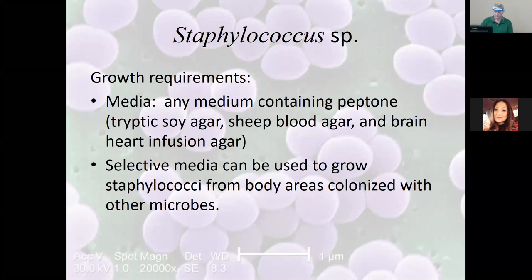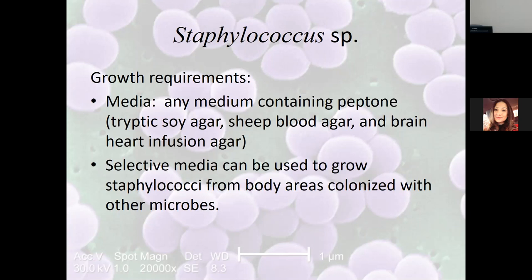All right, so what you're going to find downstairs is media. Growth media: we have those containing peptone, and that's TSA, tryptic soy agar, which you're going to see today, TSA with sheep blood. So we'll add some blood agar. We also have one called brain heart infusion agar. You won't see that one today. What we're doing is that selective media can be used to grow staph from body areas colonized by other microbes. So we're going to go through a little differential for media.